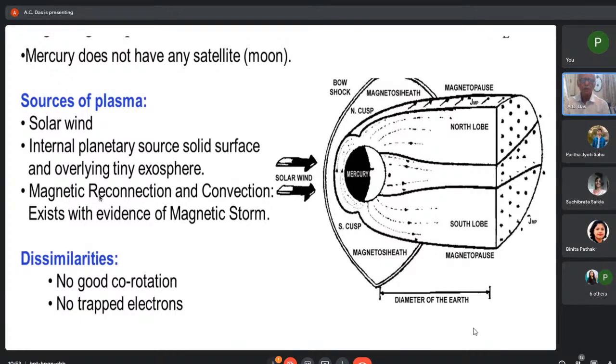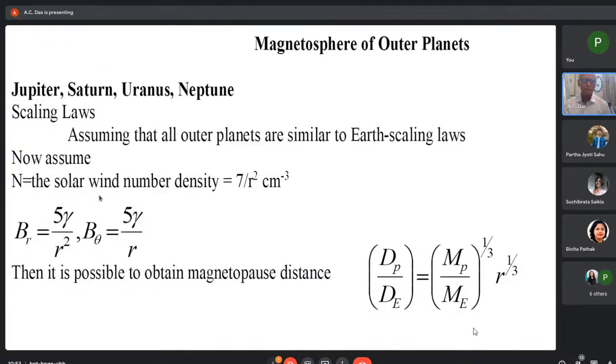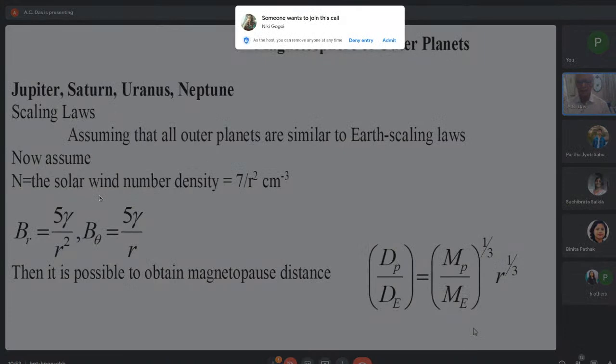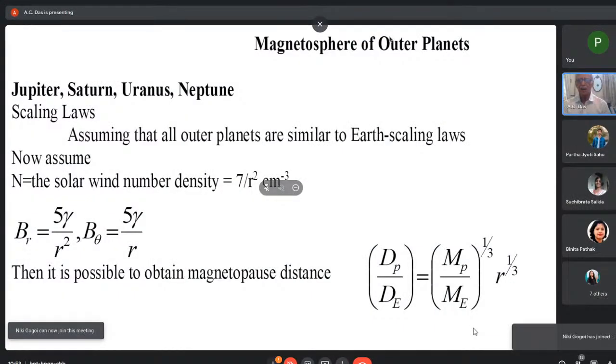Then we go back to the outer planets, and the first outer planet is Jupiter, so let us discuss something about Jupiter. As you can see, Jupiter, Saturn, Uranus, Neptune are the outer planets. Earlier, when there were not so many observations, people used to determine the magnetopause distances of different planets by using certain scaling laws. What are the scaling laws?